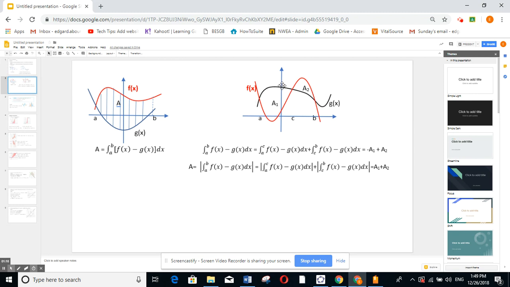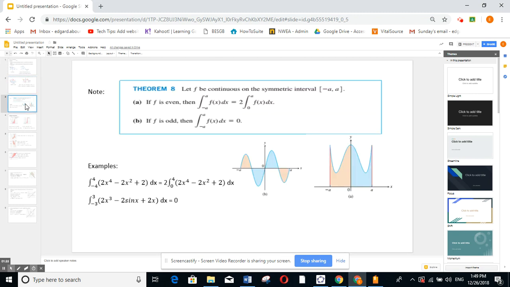If I want to find the integral from a till b of the red one minus the blue one, since I have a part where the red is below and a part where the red is above, if I don't put absolute value, it will be minus A1, because here f minus g, f is below, so minus A1 negative, plus A2. And if I put absolute value, it will be A1 plus A2, each one in absolute value, so the sum of two areas.